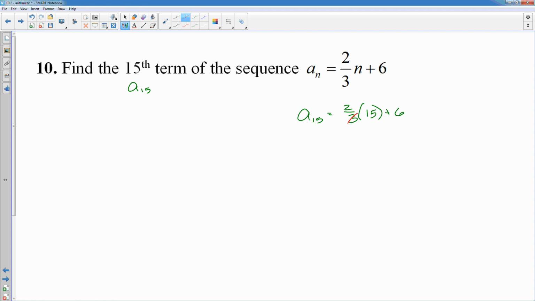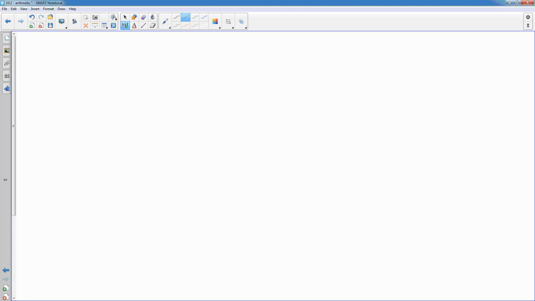2/3 times 15, 3 cancels the 15 to give you 5. 2 times 5 is 10, plus 6 is 16. So there is my 15th term. So you actually don't have to use the formula for the first 15 terms. You simply plug in 15 for n. And then using the same sequence, 2/3 n plus 6.